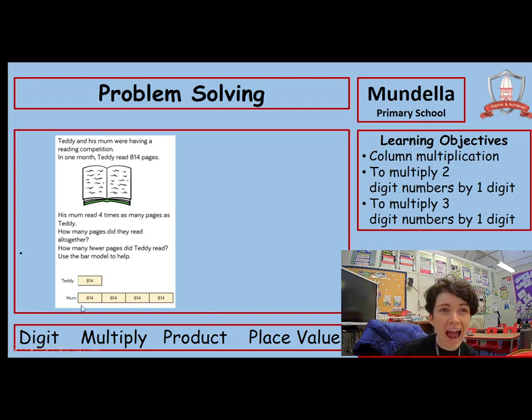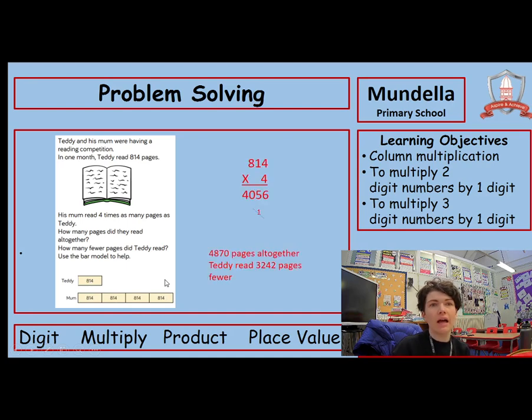The question then says, how many pages did they read altogether? So we've got to add together, because it's all together, we've got to add together Teddy's amount plus mum's amount. So all of these 814s. We do 814 times by 1, 2, 3, 4, 5. So they've read 4,870 pages altogether. All right, because that is 814 times by 5.